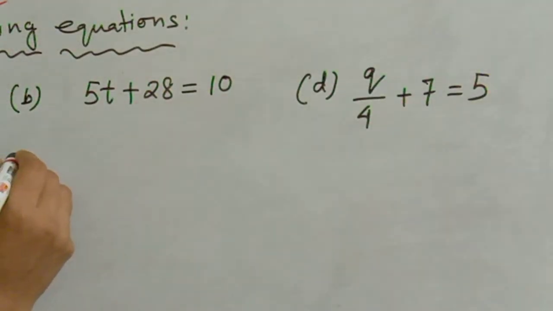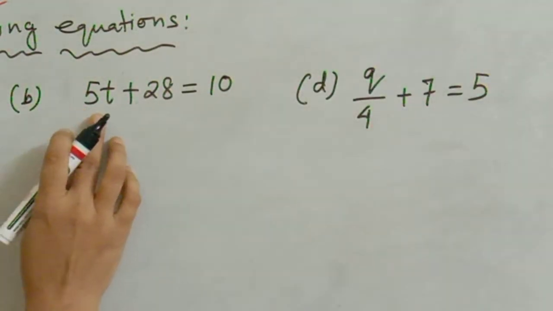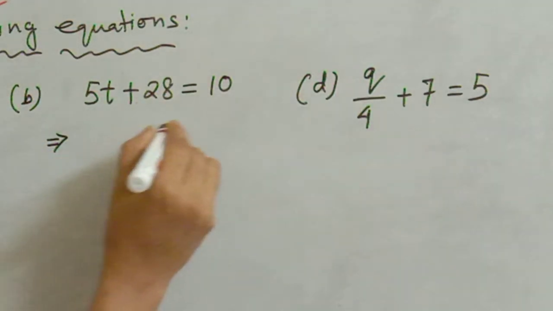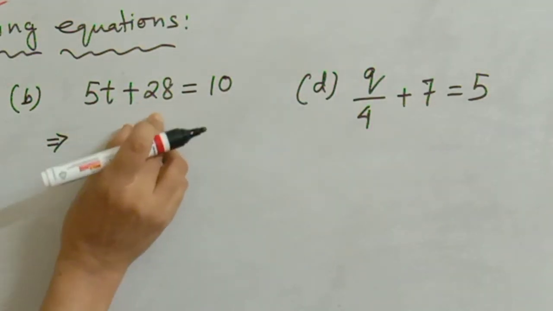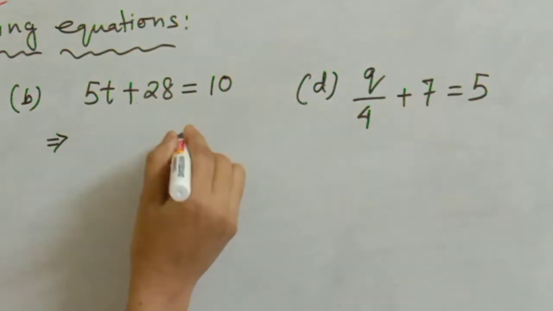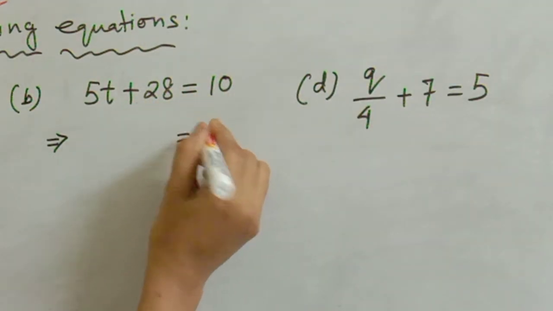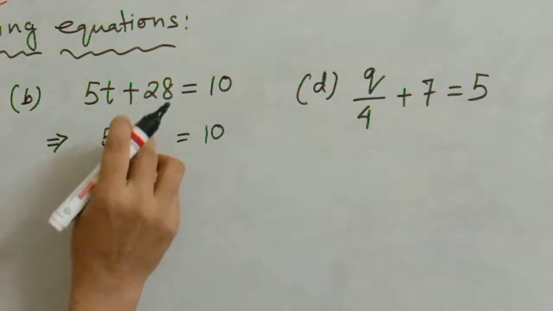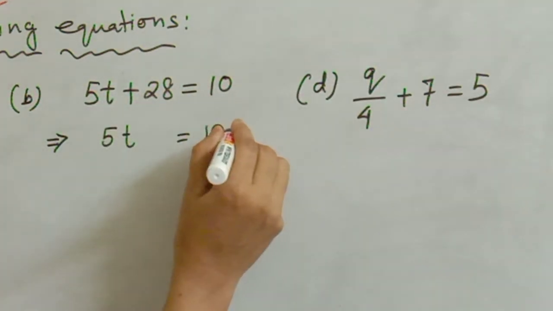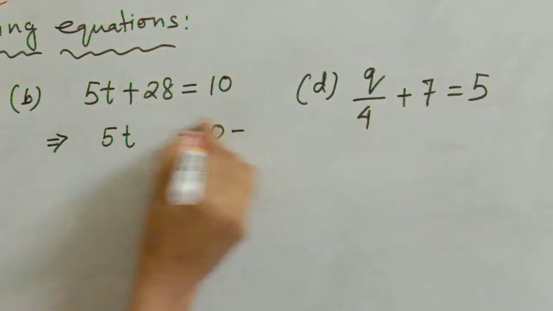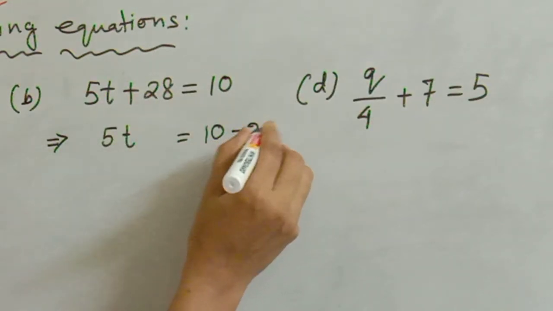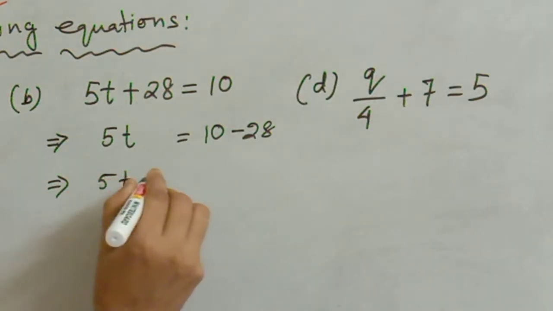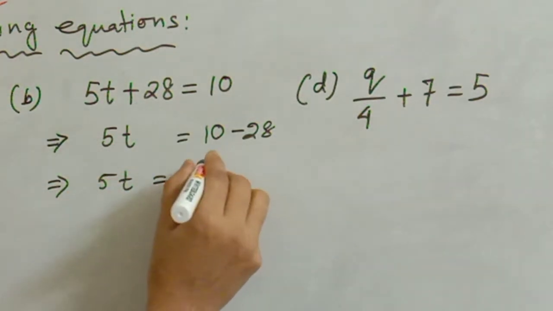Next question is question number B. Here 5t plus 28 is equal to 10. So again we need to transpose plus 28 to the right hand side. Right hand side it was 10 and here it is 5t plus 28, transposing to the right hand side with the opposite sign. Plus 28 here will become minus 28. So 5t equal to minus 18.